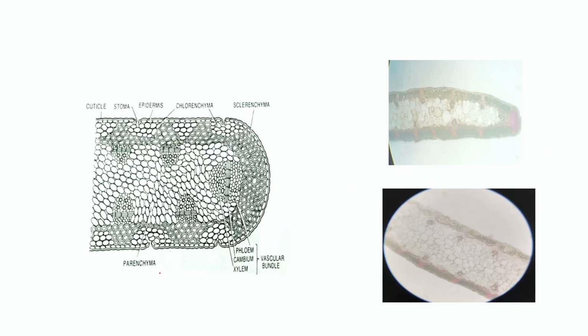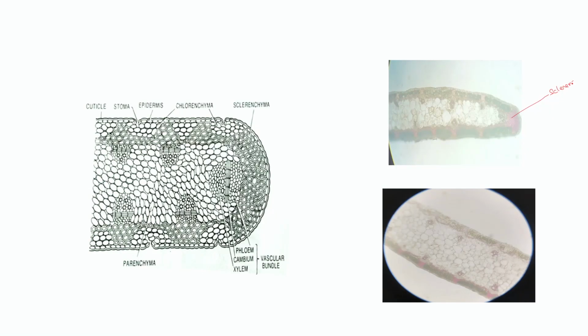And these are pictures taken from microscopic slides. You can see the red color tissues here. These red color tissues are definitely the stained lignified tissues, and they will be either sclerenchyma, or in xylem also lignified tissues are present, so that will appear colored. So this is the sclerenchyma, you can easily see here. Then it is followed by chlorenchyma.